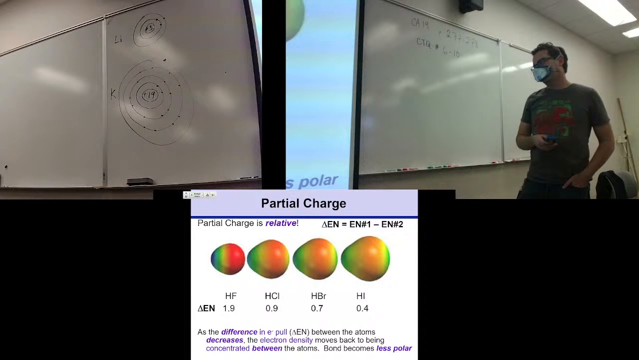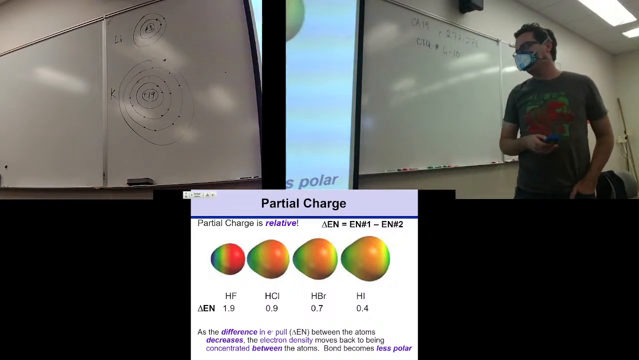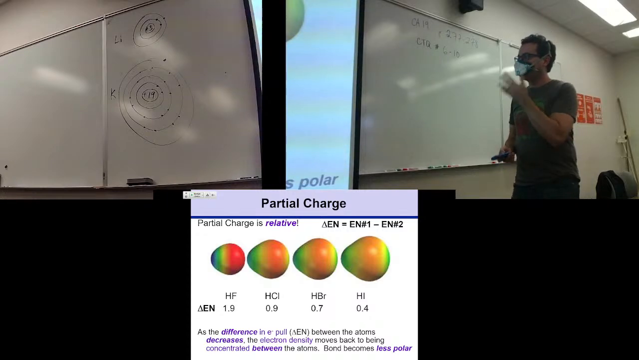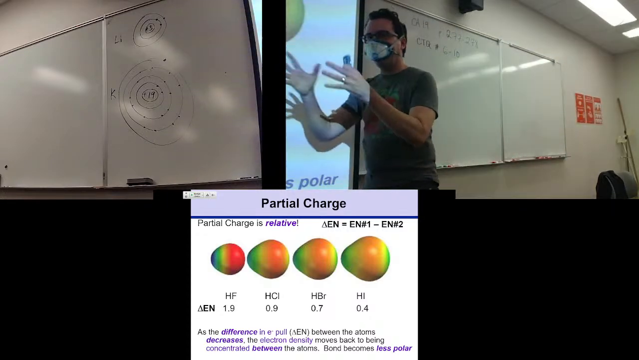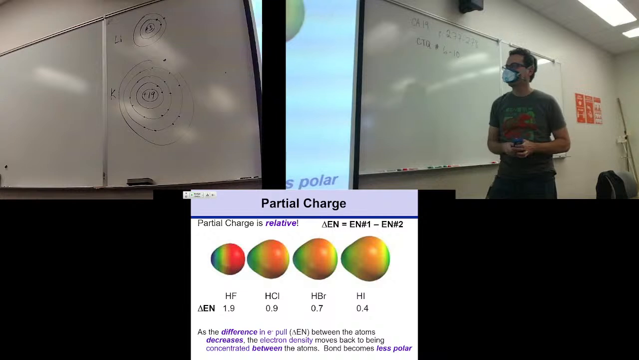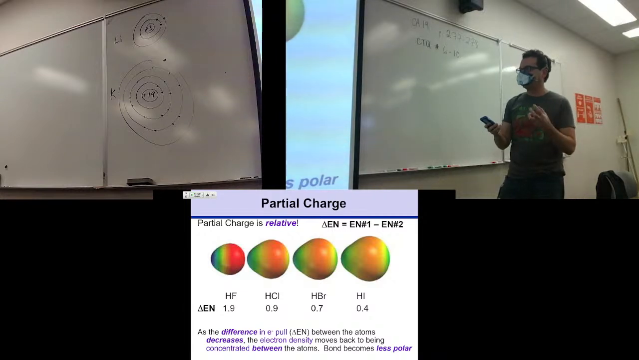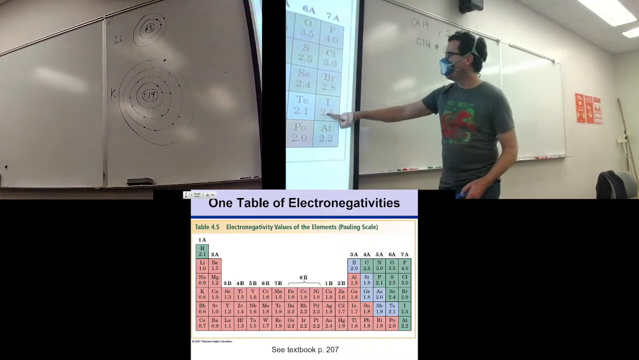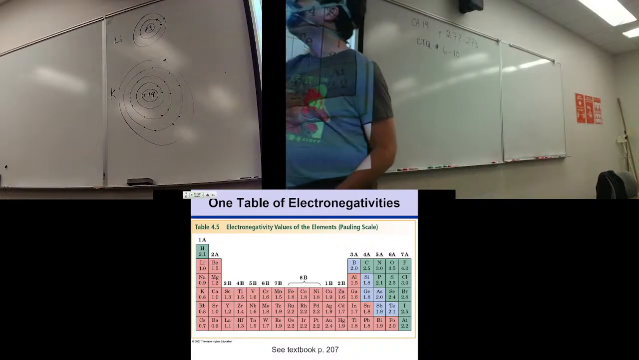As the difference in electron pull between the two atoms decreases, the electron density moves back to being concentrated between the atoms, becoming less polar. So HI has very equal sharing of electrons. Not completely, but pretty close. Here's I 2.5 and H 2.1.